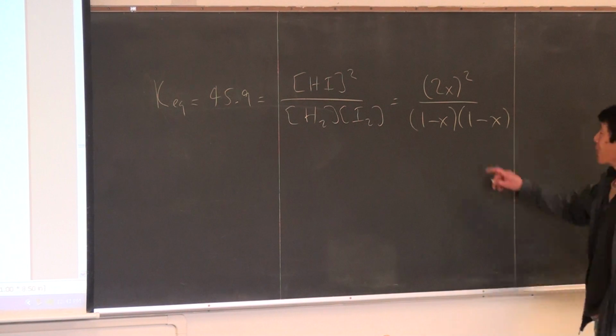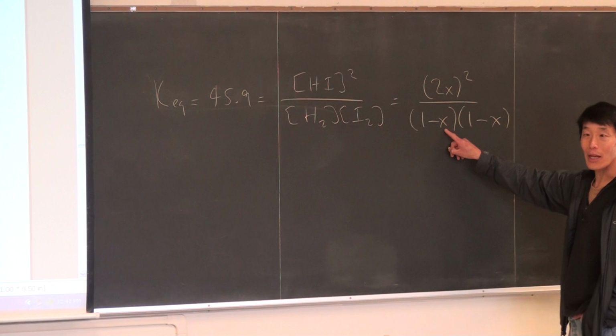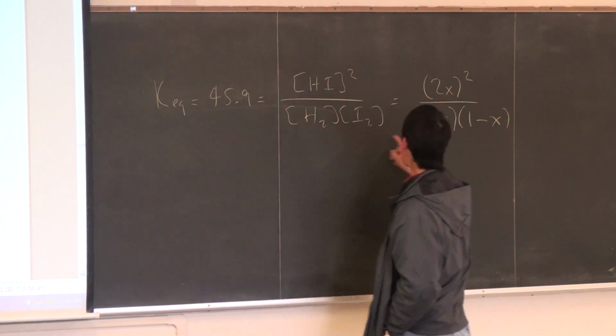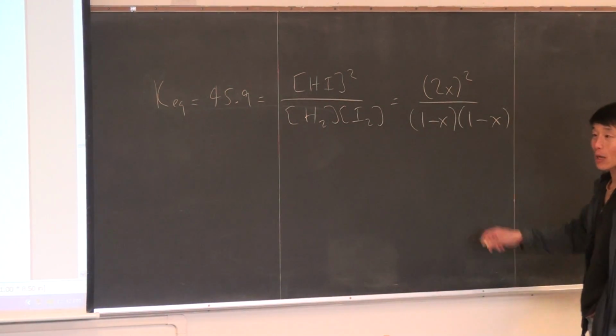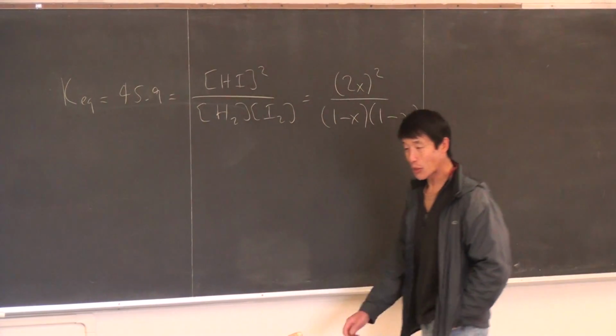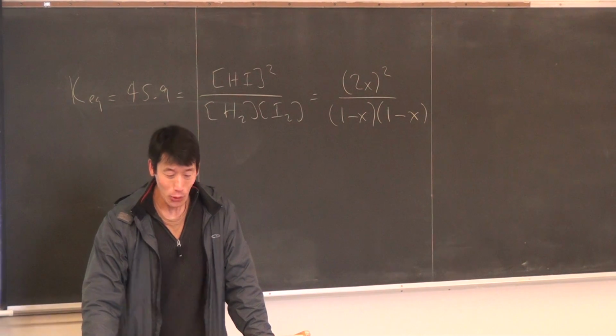Now, can we assume that x equals 0 like we did in lab on Tuesday? No. Why not? Yeah, because this is a big number, so we can't make that assumption. So we actually have to use the quadratic equation to solve for x. And let's save that for another time.